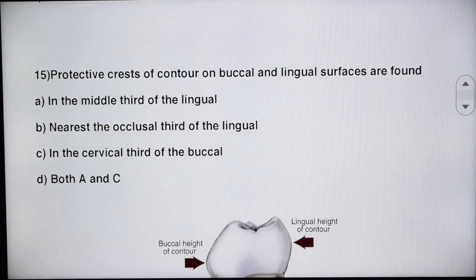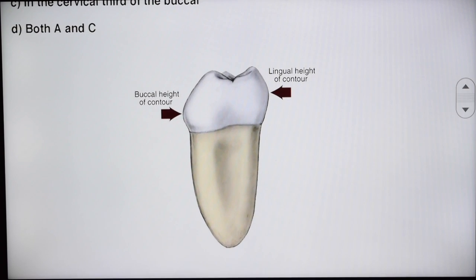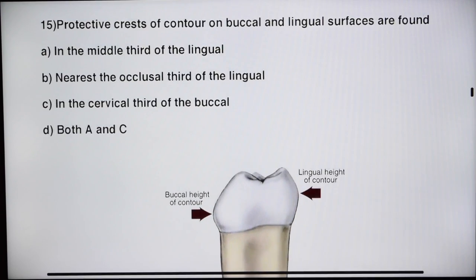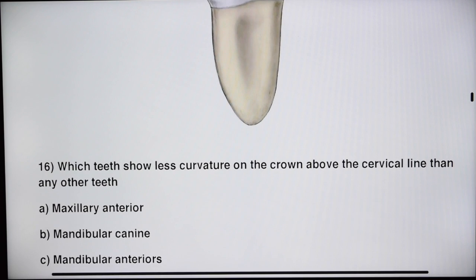And coming to next question, protective crests of contour on buccal and lingual surfaces are found in. As you can see in this image, the crest of contour in case of the buccal or labial aspect is at the cervical third, and on the lingual aspect it's almost at the middle third. So option A and option C, that is option D, is the appropriate answer, right? Hope it's clear.